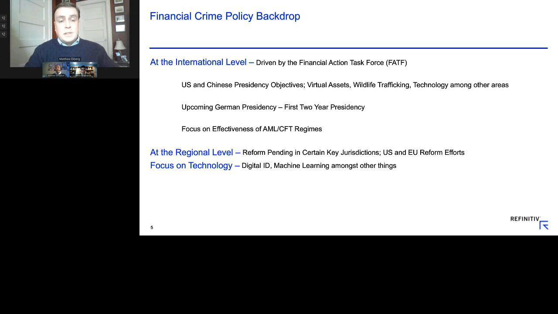And I'll just lastly mention one of the other major areas of focus in the last several years has been the use of technology, so RegTech in this area, including digital ID, which I'm sure we'll talk about more, machine learning, artificial intelligence, and this has really been a big part of the discussion on how to increase that effectiveness in the system. And I'm sure that will continue and become more and more prominent as we respond to the COVID situation.